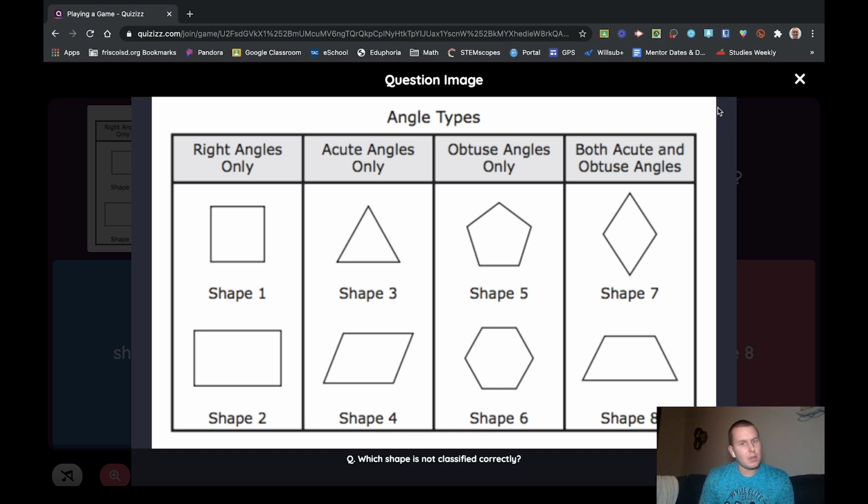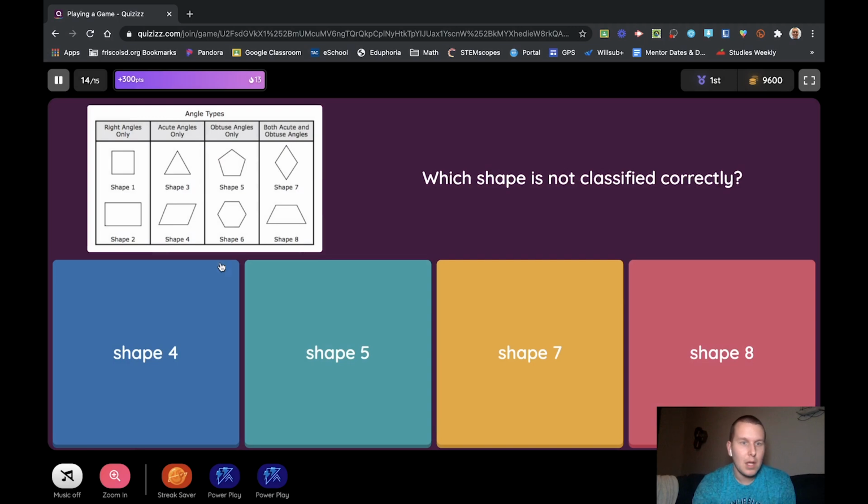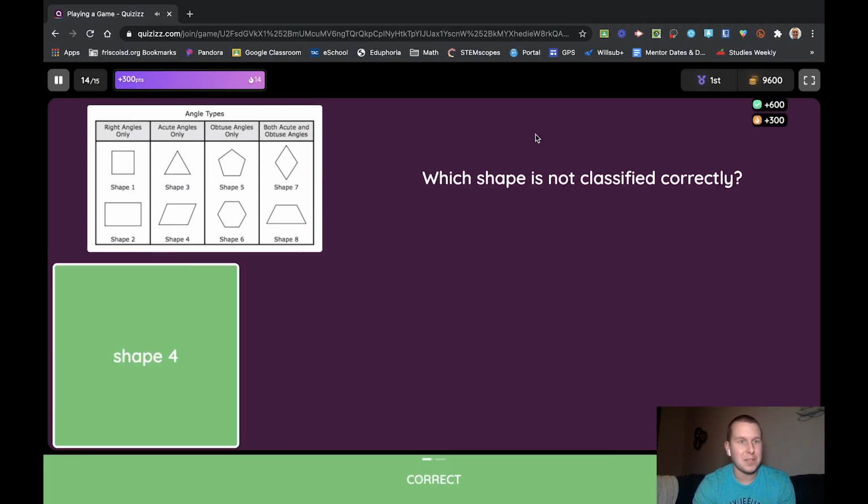And shape 4, oh, those look obtuse. That looks a little bigger than 90 degrees. So I think shape 4 is a good option for maybe not being so true. Obtuse angles, yeah, those are bigger than 90. Those are the thick boys. And both acute and obtuse. So it looks like we have some acute angles, some obtuse angles. So yeah, I think shape 4 is the one that is not classified correctly. So let's choose 4. Awesome, awesome.